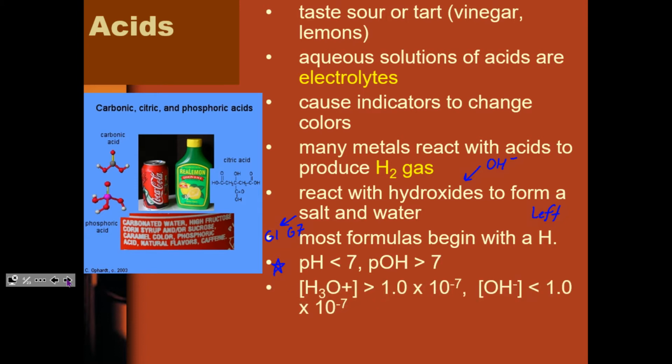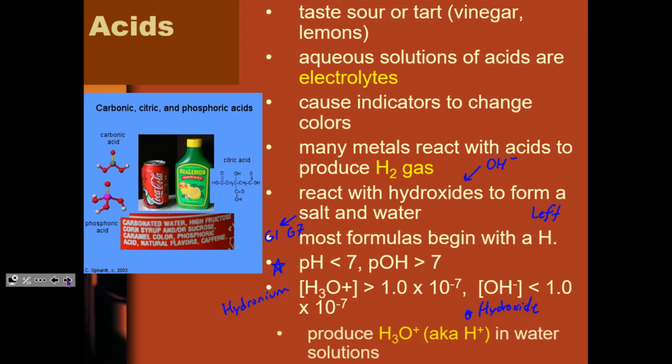And then we're going to learn about the concentrations of hydronium, which is H3O plus, which would be greater than 1 times 10 to the negative 7th, or hydroxide concentration, which would be less than 1 times 10 to the negative 7. And again, we'll talk about this later in the video. We're going to produce H3O plus or H plus in watered solutions. So when we talked about electrolytes above, the H plus or the H3O plus, the hydronium, is going to be responsible for helping us light up our light bulb when we conduct electricity.